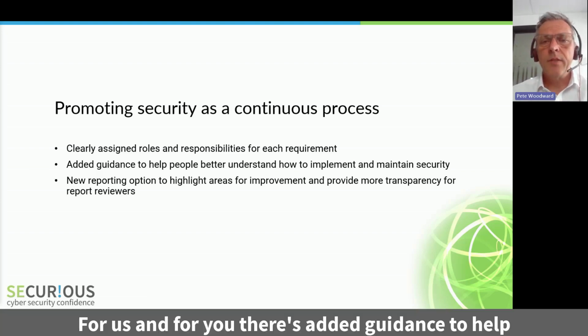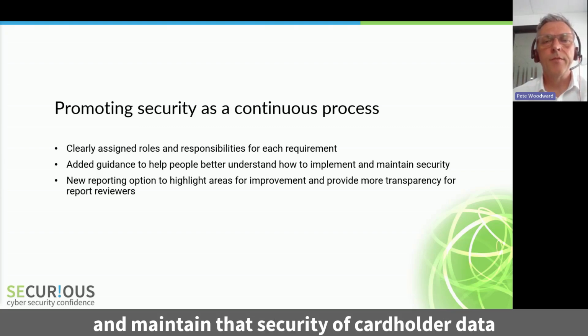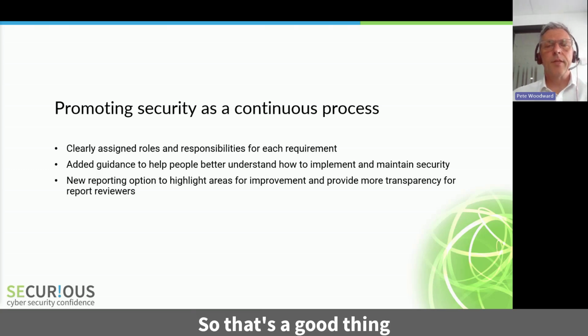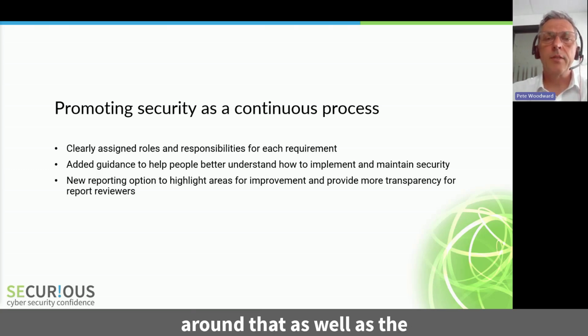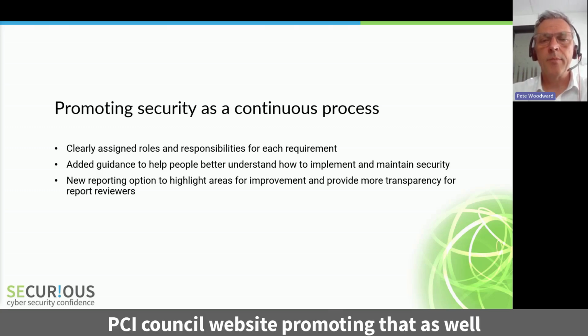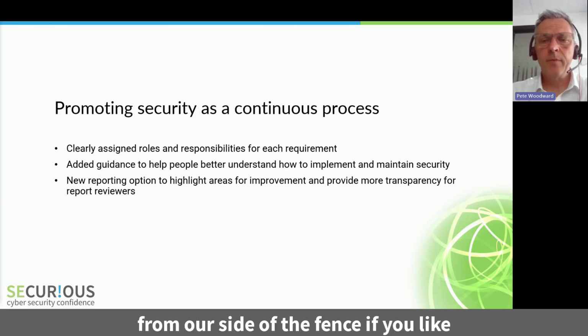For us and for you, there's added guidance to help better understand how to implement some of these controls and maintain the security of cardholder data. So that's a good thing. And we've got a lot of resource that we can share around that, as well as the PCI Council website promoting that as well. There's a whole load of new reporting from our side of the fence, if you like.